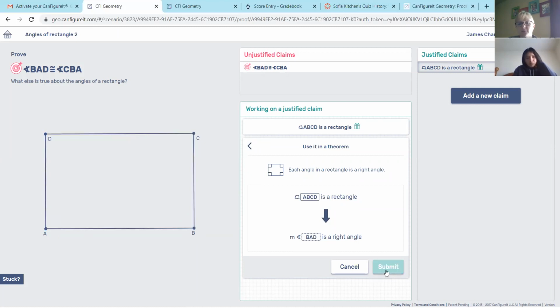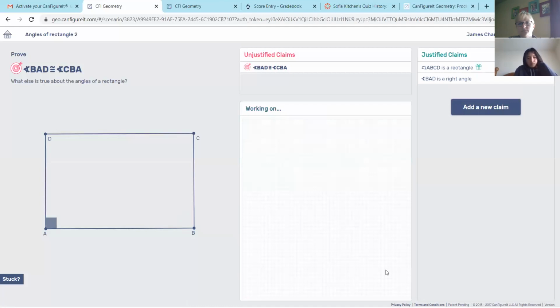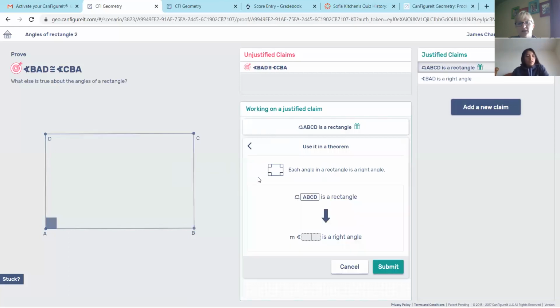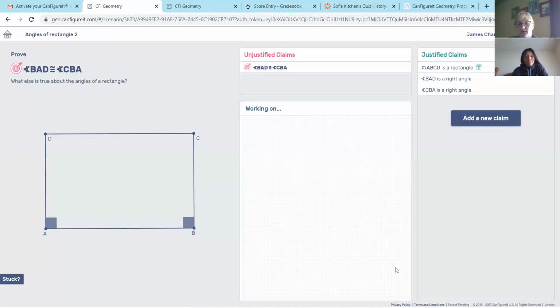And we're going to submit. And then we need to do it again, right? Yeah. We don't need to do all four, but we need to do the two that we're interested in. So I'm going to do the exact same thing again, but for this angle. Good? Yeah. Okay, and then if I know that these are both right angles, then they have to be congruent to each other.